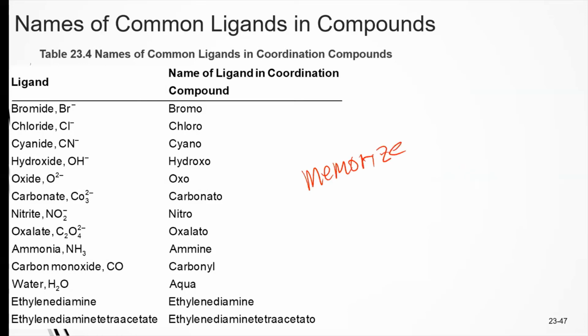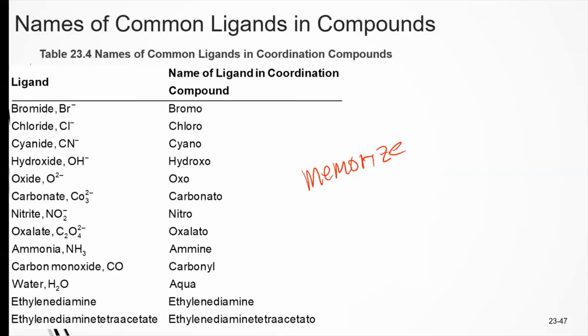If there's one that I give you that's not on this sheet, then I would give you information about them. I would tell you if it's mono. I would tell you if it's an anion or a neutral. Right? But these are the common ones.